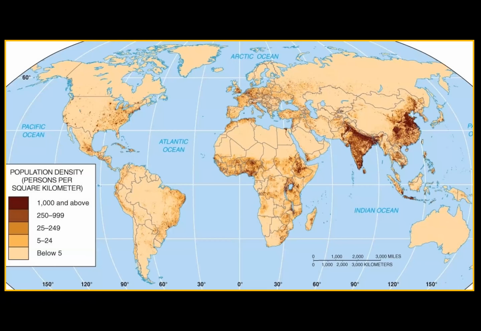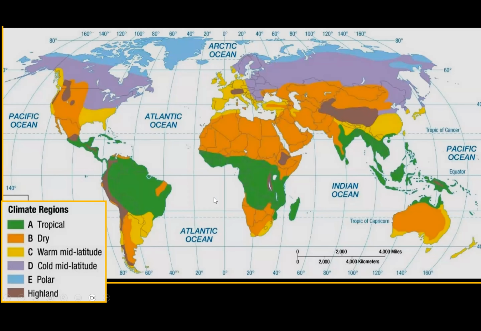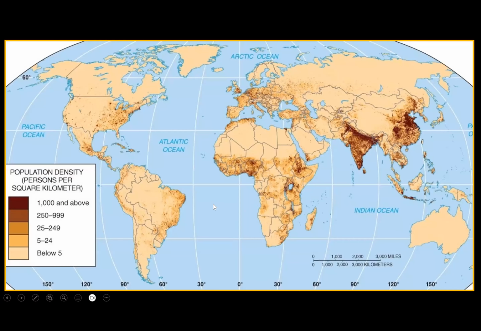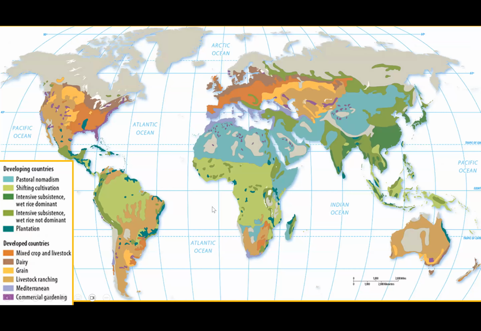So what do we see with population? We'll talk more about this coming up, but we see high concentrations in certain places like East Asia, South Asia, parts of Africa as well. And we can look at that. Does that relate to climate? And then that also helps understand the different types of agriculture.